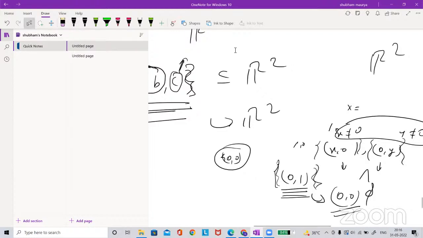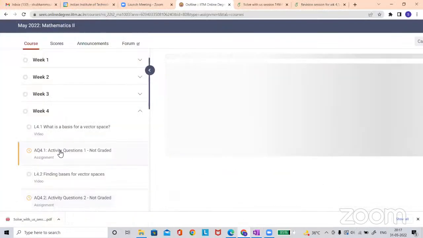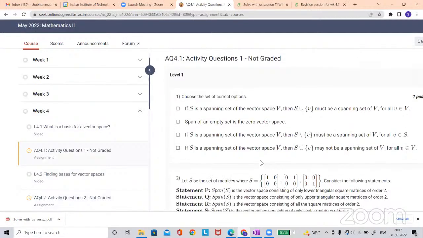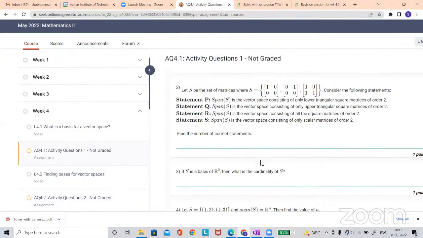Someone has raised a hand, so let's see that. Ajay, do you want to ask something? Yes, I have a doubt. Can I ask now or later? You can ask now itself. Activity 4.1, question number 4. Yes, question 4 is what we are just now discussing.